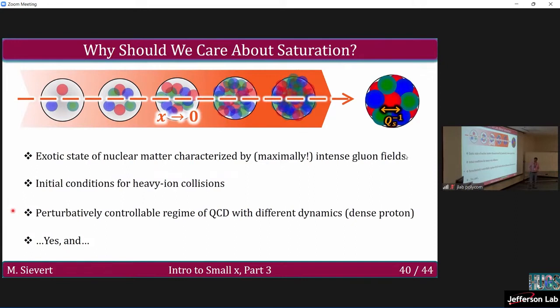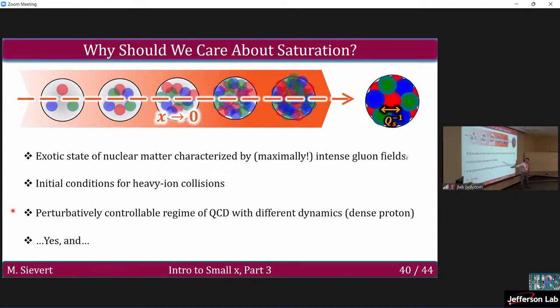So the reasons that are usually given for why I should care about small x is, oh, look, I can create an exotic state of nuclear matter. It's like a gluon laser where all the gluons are coherent with each other and they have the maximum intensity allowed by nature. That's all true and that's all really cool. They're also important for initial conditions of heavy ion collisions. If you want to discover the quark-gluon plasma, you've got to disentangle or discover the properties of the quark-gluon plasma. You have to disentangle the final state interactions from the initial state interactions. And two colliding nuclei, which are themselves already at high density, could well be in this saturated regime.